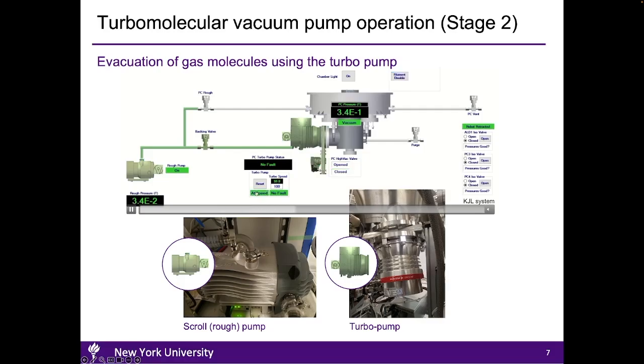Subsequently, the gate valve can be opened to resume the evacuation of the chamber using the turbo pump with the backing of the scroll pump.